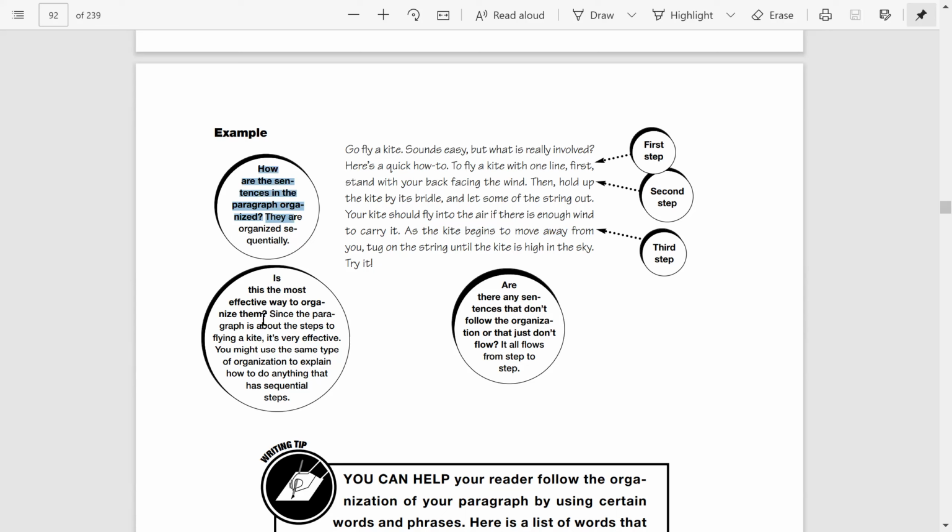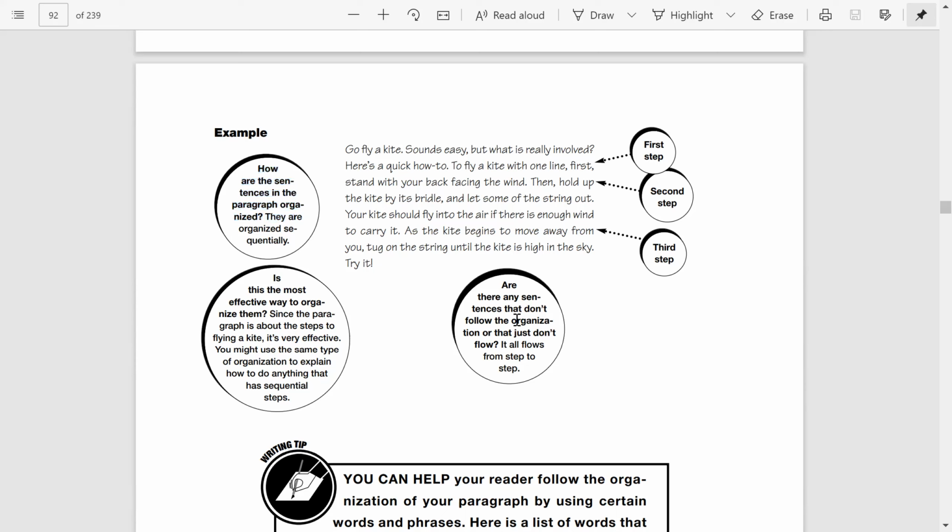Second question: is this the most effective way to organize them? What is the answer over here? Since the paragraph is about the steps to flying a kite, it is very effective. You might use the same type of organization to explain how to do anything that has sequential steps. Since it was about flying a kite, it has answered the process very well. So it is the most effective way to organize the sentences in such a type of paragraph.